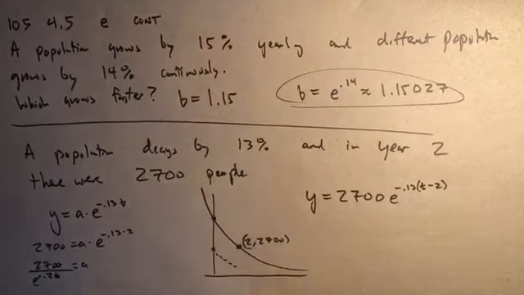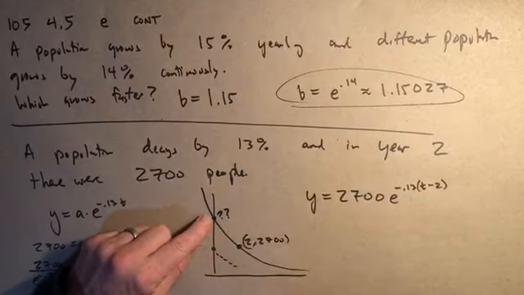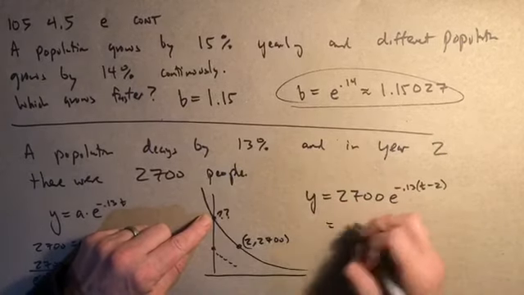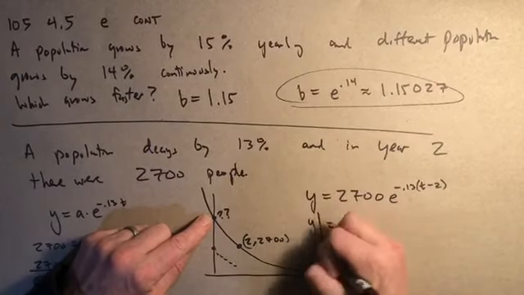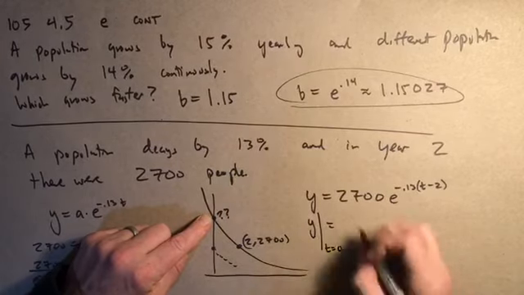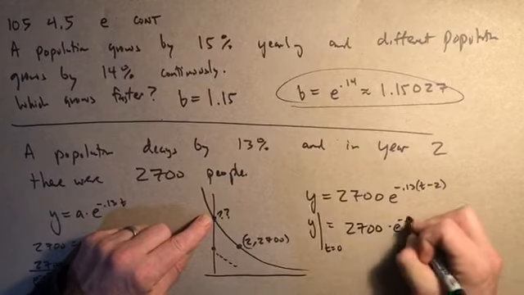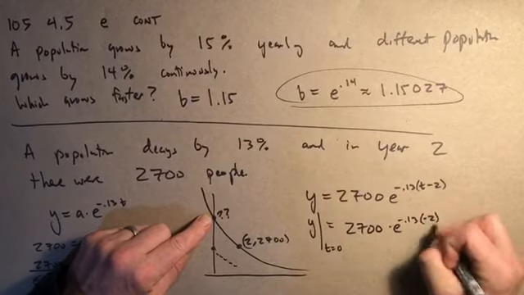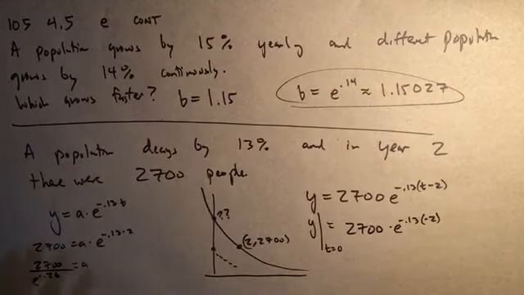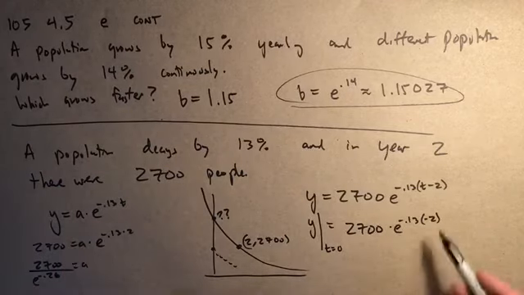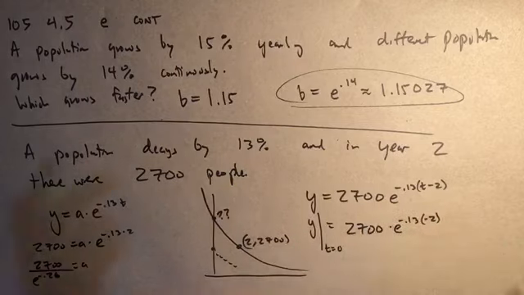And if I wanted to know what that initial value was here, I could always put a 0 in, and I could say y evaluated at t equals 0 would be 2,700 e to the negative 0.13 times negative 2, which is exactly the same thing that you got for a. But here I'm telling a story that says in the second year, there were 2,700 people.